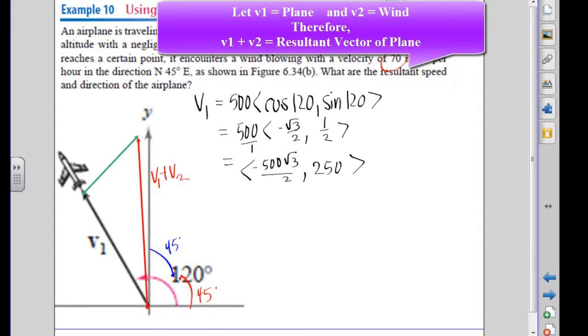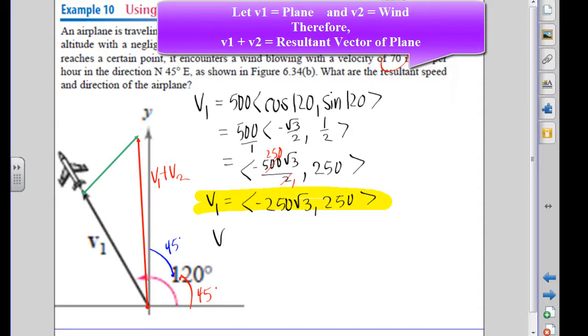I see I can reduce this fraction, divide by 2, and get 250. So vector 1 can be rewritten as negative 250 root 3, comma 250. So we'll highlight that because we'll come back and use that in a minute.